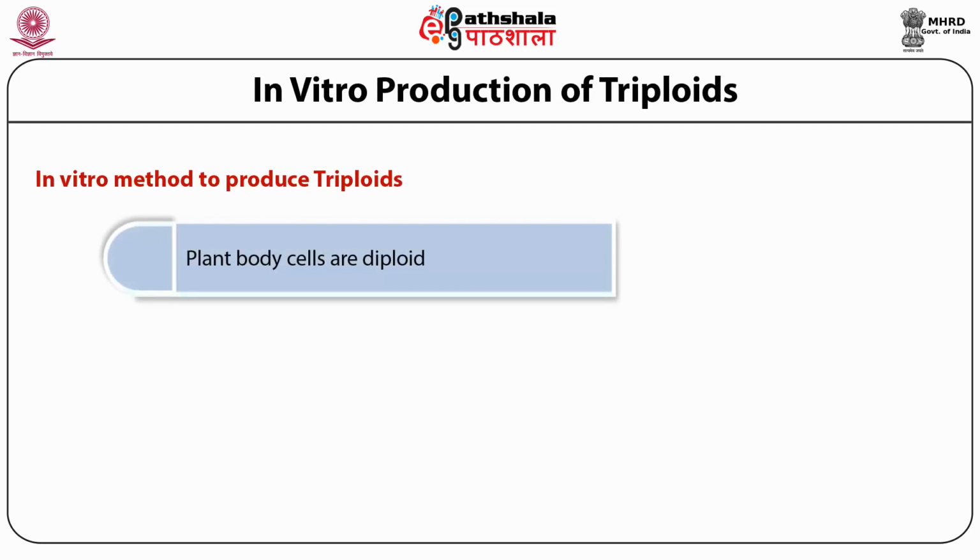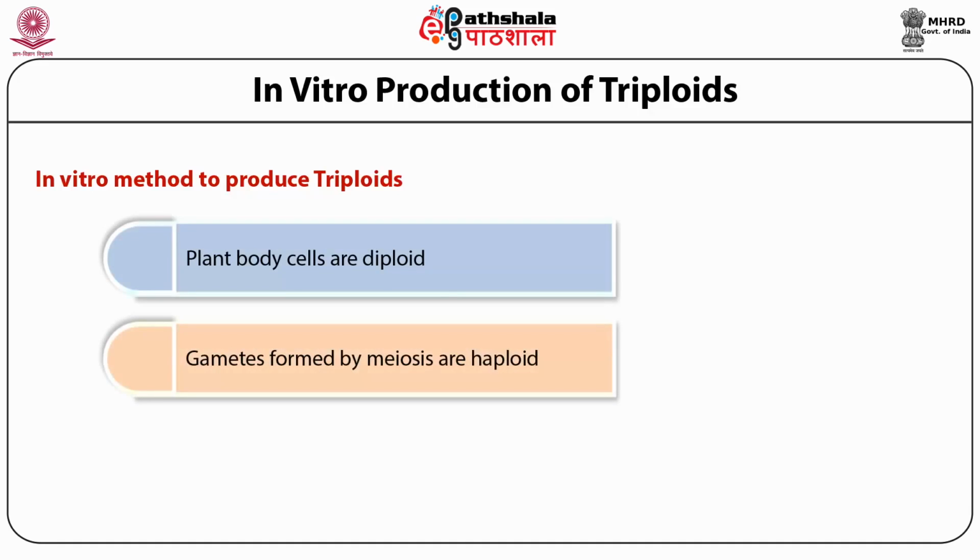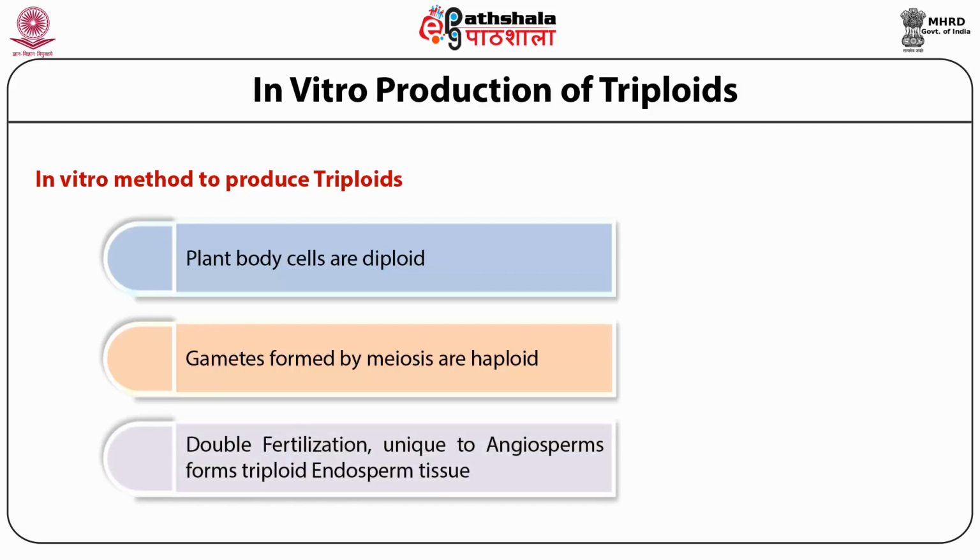In plants, most of the plant body cells are diploid. And when they produce gametes through meiosis, the gametes are haploid. But a unique phenomenon in the angiosperms called double fertilization fertilizes 2 cells in the female gametophyte. One is the egg, which forms the diploid embryo. The second cell, which has 2 haploid nuclei already, fuses with 1 male nucleus and produces the triploid nucleus, and that develops into a triploid tissue called endosperm.